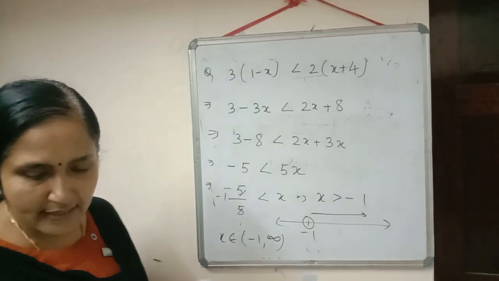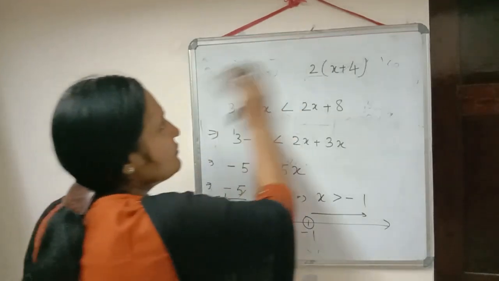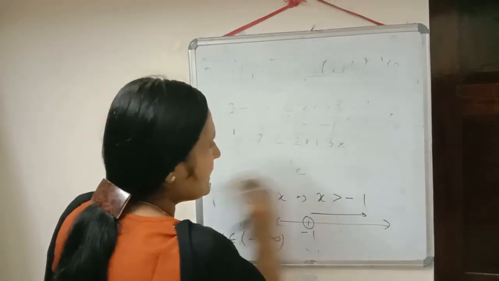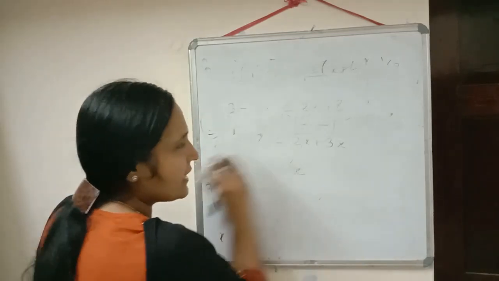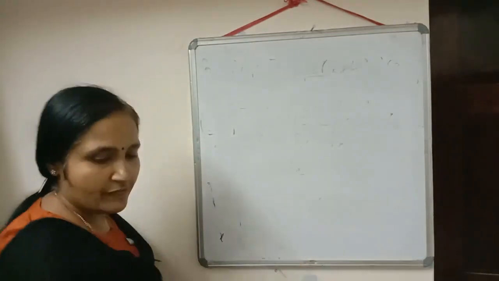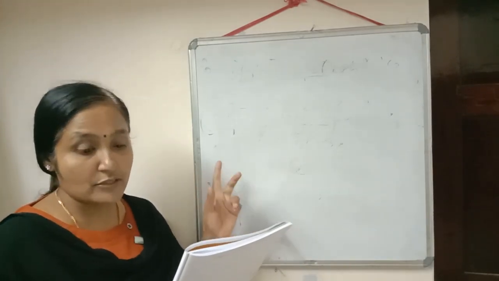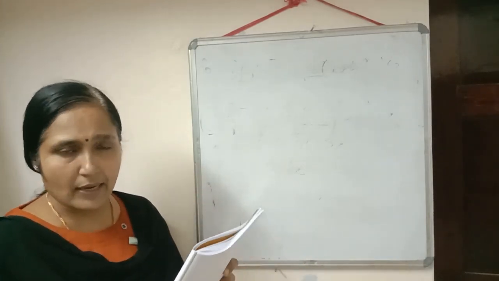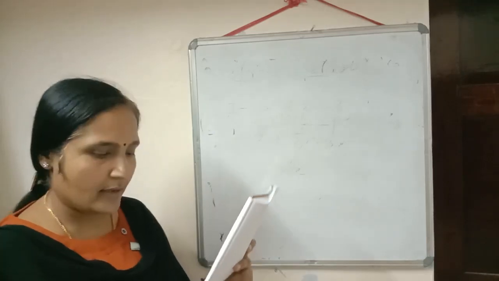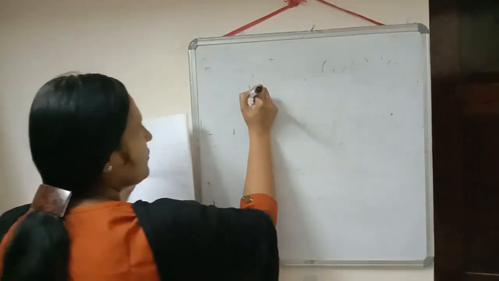So I hope today's concept is clear to you: how to solve linear inequations. So just take care of this: when you are shifting a negative number, when it is in multiplication, you have to change the sign of the inequality. Is it okay? Okay. Now all of you note down your homework.